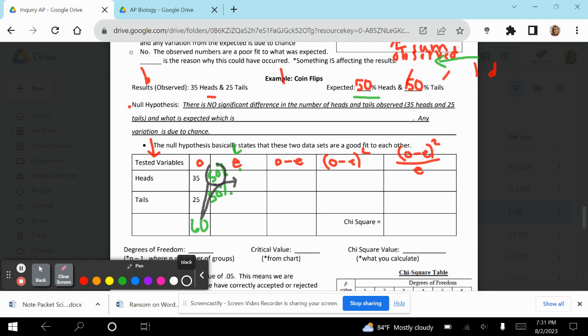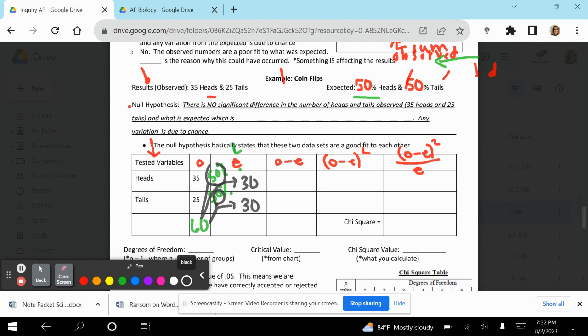Now, this one's easy to do in our head, but not all of them are going to be easy to do in your head. We should expect 30 of the 60 to end up being heads. And again, I'm going to take 50%, or whatever percent is in the corner here, multiply it by the total, and write in that value here, which is 30.